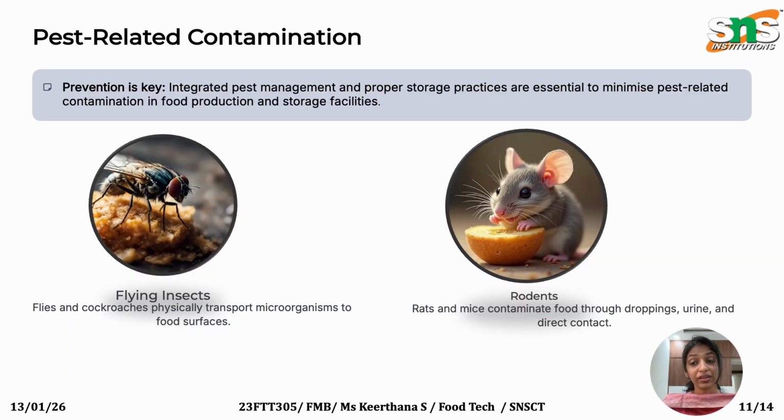And we have pest-related contamination. Due to the presence of flies, cockroaches, and rats, they walk over the waste and land on food, spreading microorganisms everywhere. So this is how contamination usually happens in the case of pests.